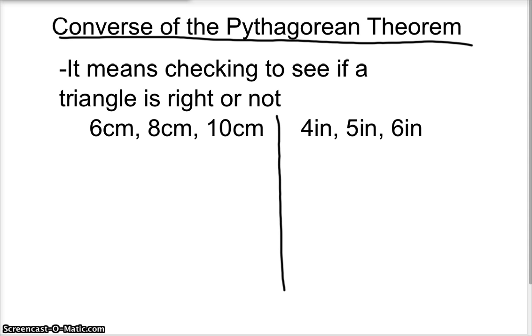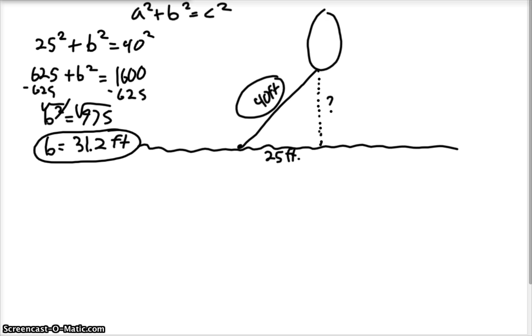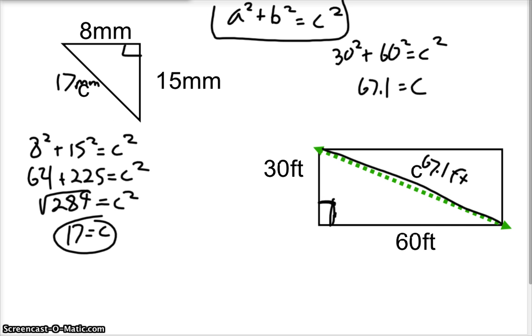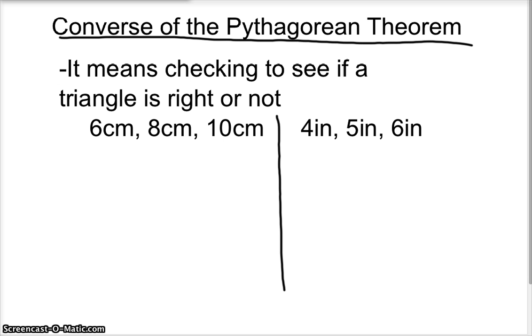Some sample numbers. We have 6 centimeters, 8 centimeters, and 10 centimeters. Now, if you notice, our hypotenuse numbers are always the largest. So that automatically means that 10 centimeters, we know, has to be our hypotenuse. So the way that we set this up is we start with our largest number. We're going to set it up with c squared equals a squared plus b squared. This is how we do the proof.